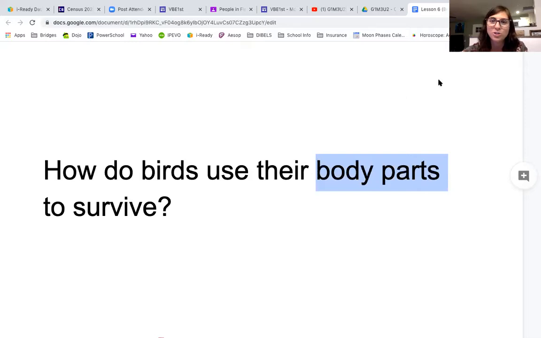So I want you to talk to maybe someone, if you don't have anybody around, maybe some plants. Plants are living things. You can talk to your plants without sounding crazy. So talk to someone about how do birds use their body parts to survive.